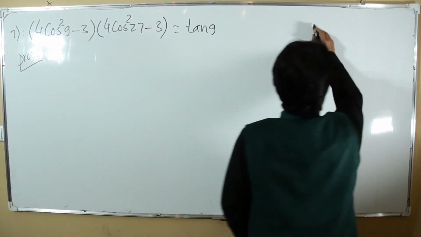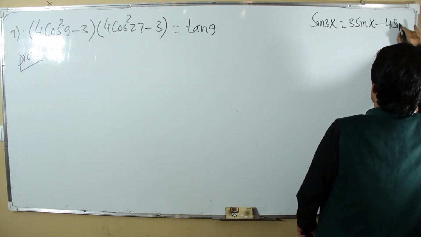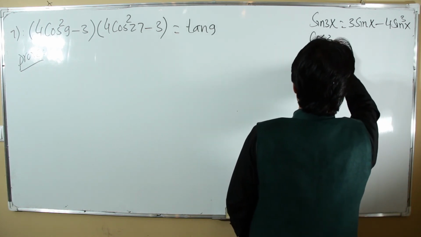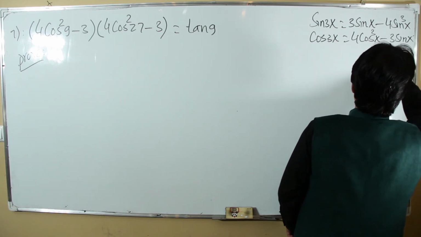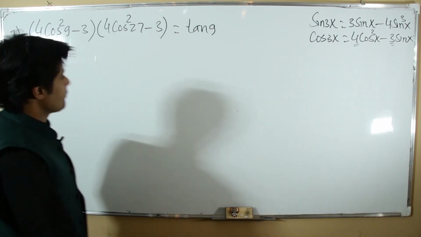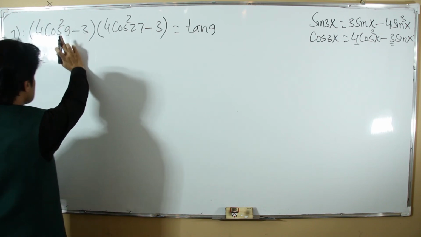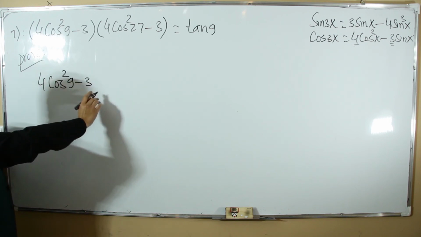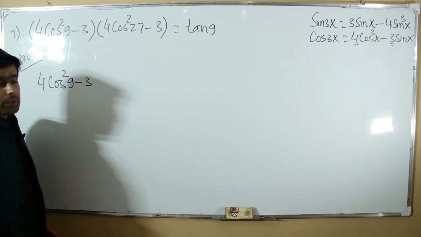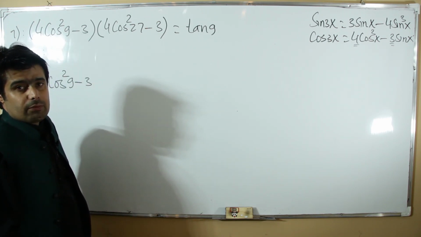Why? Because for sine of 3x, we had the formula 3 sine x minus 4 sine cube of x. And for cosine of 3x, we had 4 cosine cube of x minus 3 cosine x. Now in here also we have 4 and 3, but we don't have cosine cube, we have cosine square. So what should I do? With 4 cosine square of 9 minus 3, do not multiply both brackets. Why? Because the angles are not the same. If the angles are not the same, you won't have any profit from multiplying the brackets.